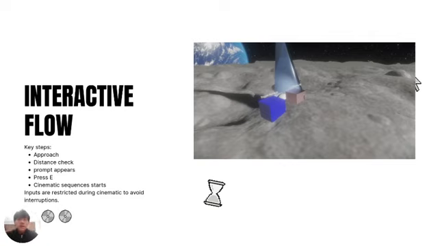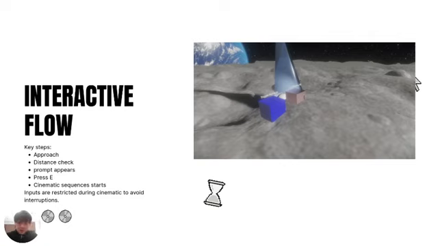So the key step for the whole project is the user will be able to control the astronaut as said, and then they will use the astronaut to approach a certain cube, and that cube has a distance check variable. If the astronaut is near the cube enough, a prompt will appear and ask the user to press E.